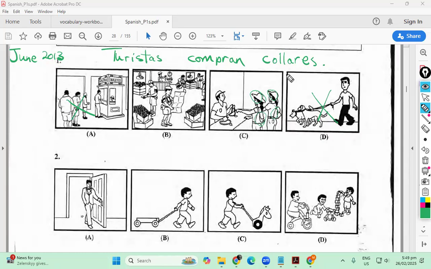But is anyone buying anything in B? I guess they could be, but it wouldn't be collares. What is that? Fish, vegetables, a map, keepsakes, I don't know. Right, so which is the answer? Now that I've written out the word, which is the answer?